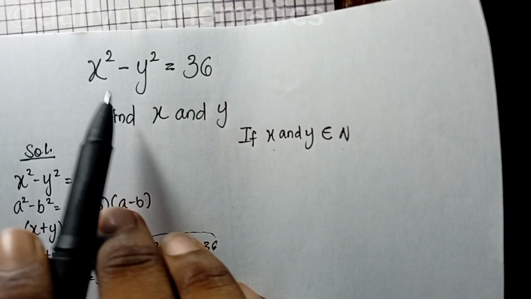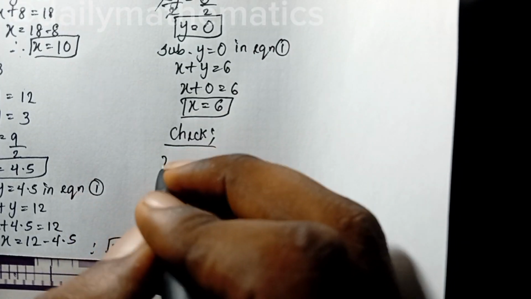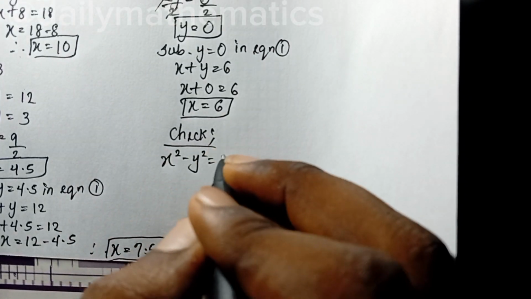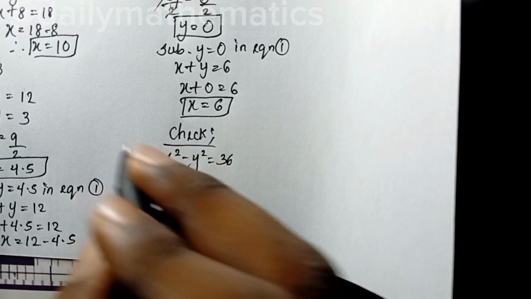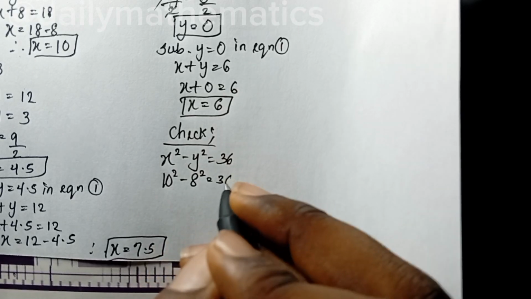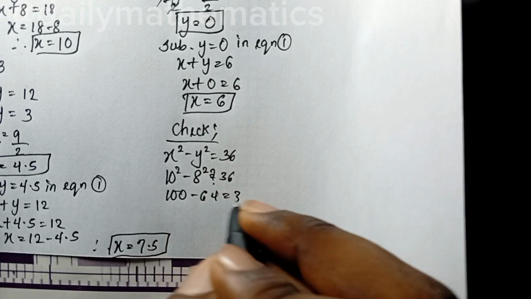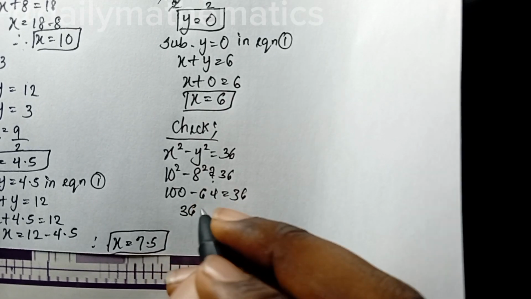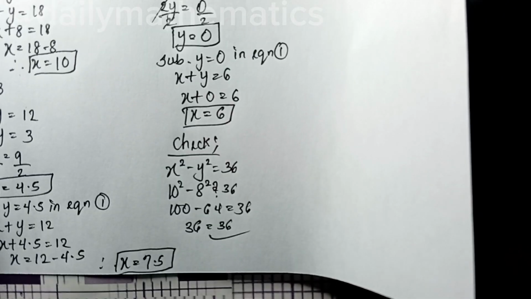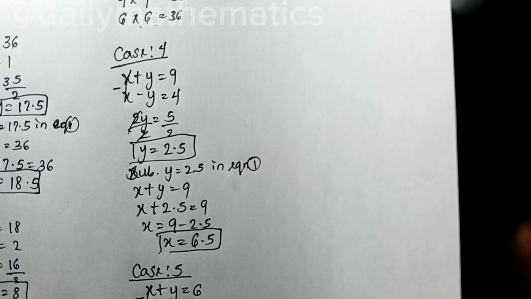The original equation was x squared minus y squared equals 36. So let's check. We have x as 10, that's 10 squared, minus y as 8, that's 8 squared, equals 36. So x squared is 100 minus 8 squared is 64 equals 36, and definitely it's giving us 36. So our solutions are correct, and you can cross check the rest of the cases to see if it gives us an answer. So this is the end of our lesson today.